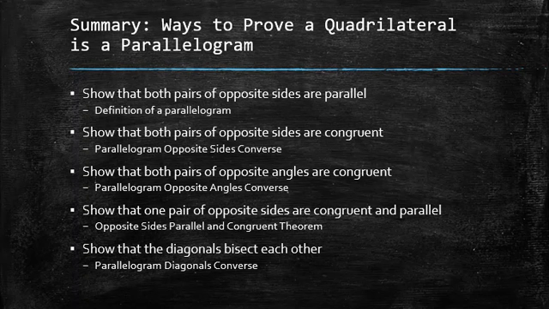To show that one pair of opposite sides are congruent and parallel is the opposite sides parallel and congruent theorem. Lastly, another way to prove that a quadrilateral is a parallelogram is to show that the diagonals bisect each other. This is the parallelogram diagonals converse.